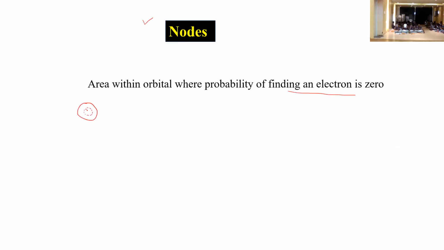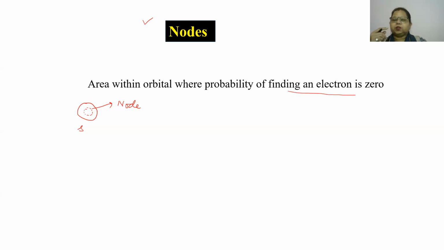Okay. Now, moving to the next concept, what is a node? A node is an area within an orbital where the probability of finding an electron is 0. See, this is an s orbital. The area represented by the dotted line can be said to be a node. You will not find an electron at this particular place. Then the question comes, what is the role of a node? Right?